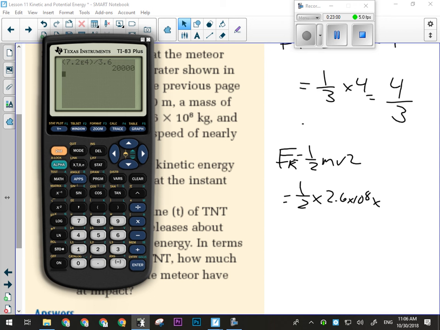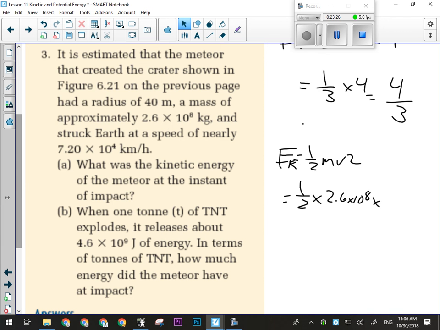Okay, so we got 20,000 meters per second here as our velocity. So we're going to take that answer squared, and we're going to multiply that by 0.5 times 2.6 times 10 to the 8. All right, so we got 5.2 times 10 to the 16 joules of energy.